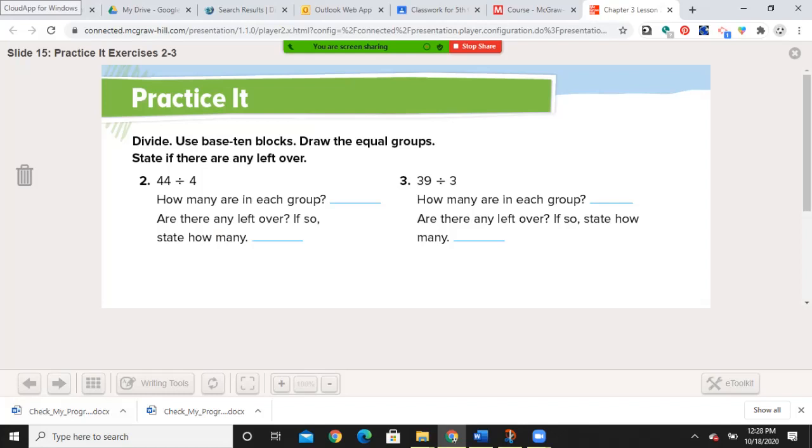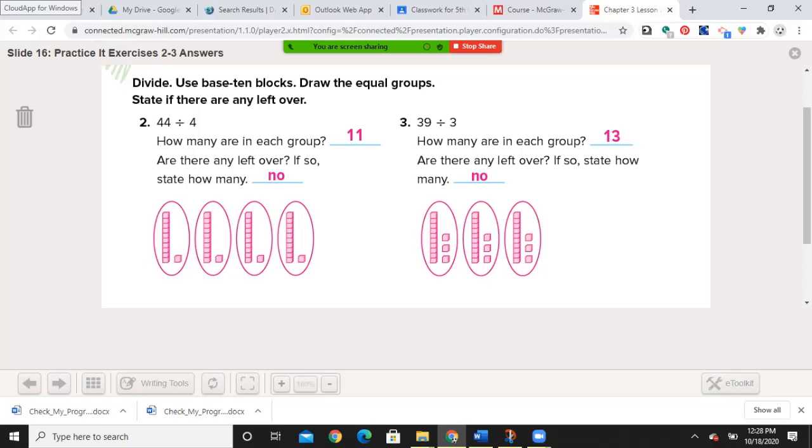Let's practice these ones. Use base 10 blocks if they're available. Draw the equal groups. 44 divided by 4. I want you to go ahead and pause the video, fill these 2 out, and come back when you're done. You may pause now. Welcome back. Let's see how you did.